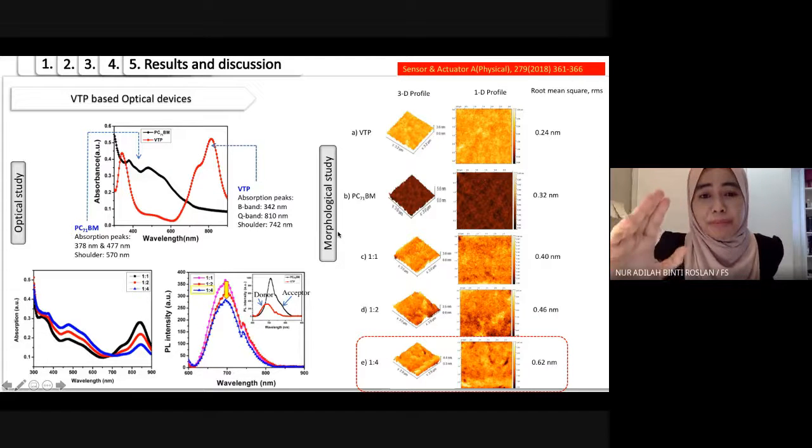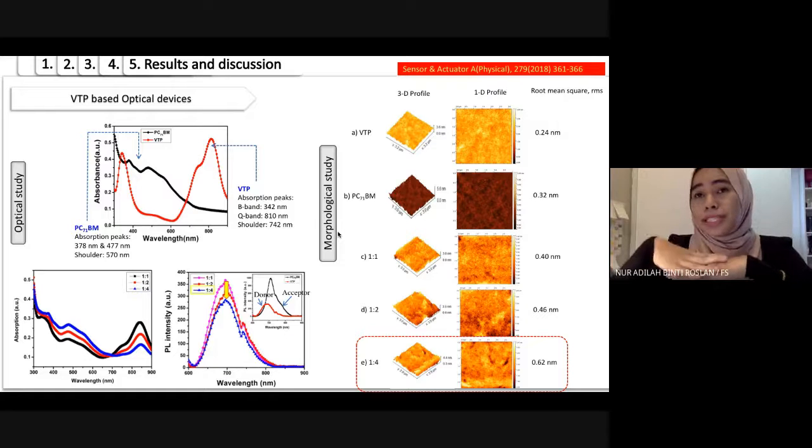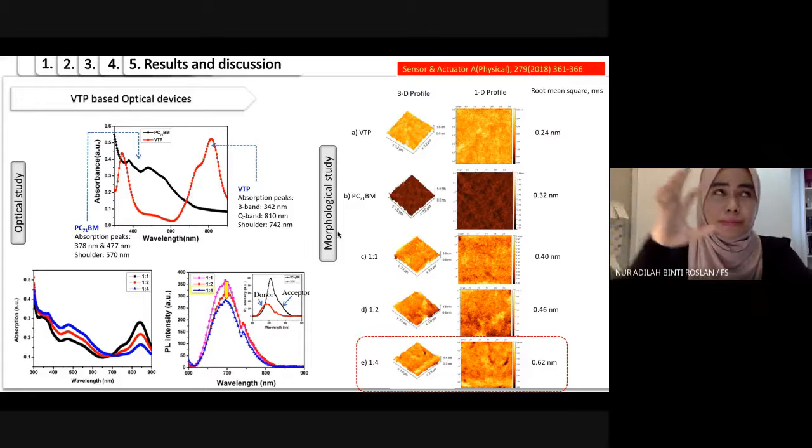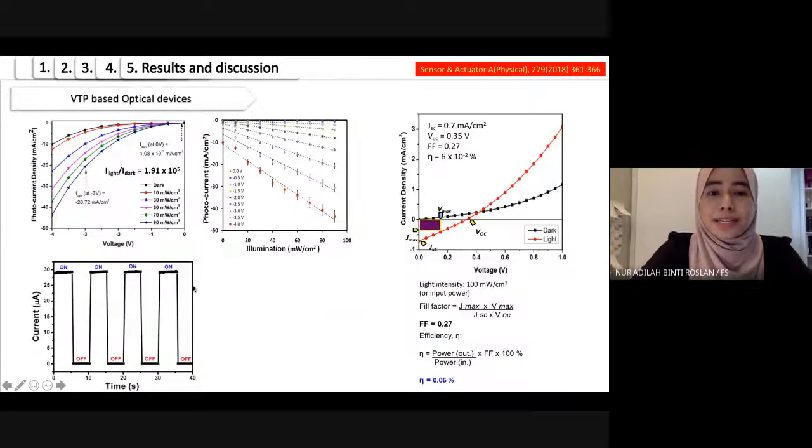The theory for the AFM here is that we need a rougher surface compared to a smoother surface, because a rougher surface improves the contact between the active layer and the electrode. The theory for RMS is that the higher your RMS value is, the rougher your thin film surface. Here, the 1:4 ratio has the best RMS value, so that is why we proceed with the 1:4 ratio to fabricate our device. So these are the electrical characterizations of the photodetector.